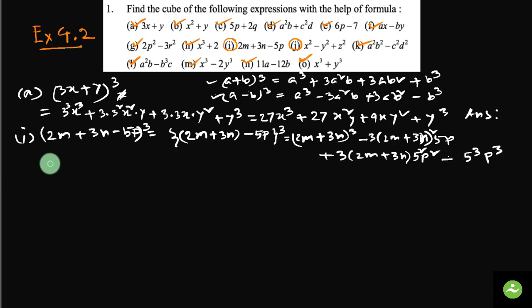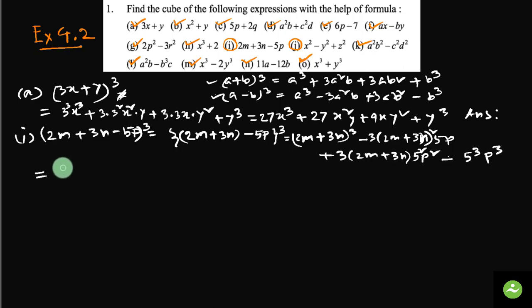Okay. Equals to, let us do the simplification. Just simplify. We know the a plus b whole cube formula. Now let us simplify it. 2m plus 3n whole cube equals to how much?